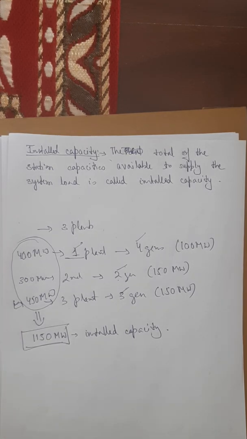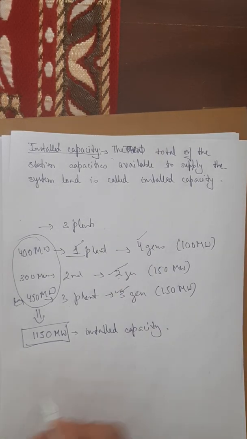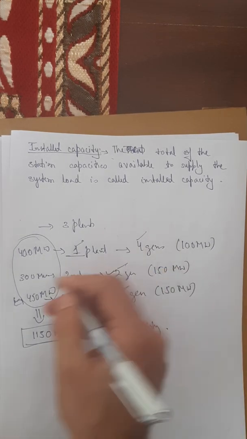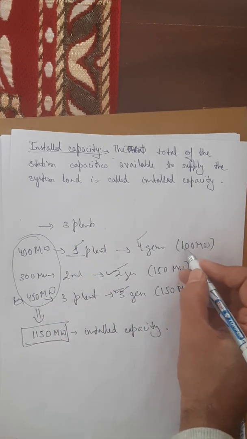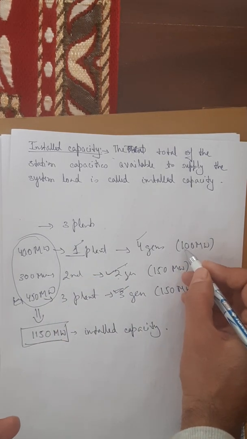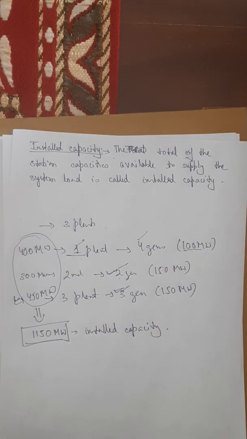So what I will do, maybe I will say, okay, I will keep these 2 plants on, means 3 generators from plant number 3 and 2 generators from plant number 2. However, in case of plant number 1, I will keep only 3 machines operational, because the quantity of the water is reduced. If the quantity of the water reduces further, I will turn off 1 more unit.